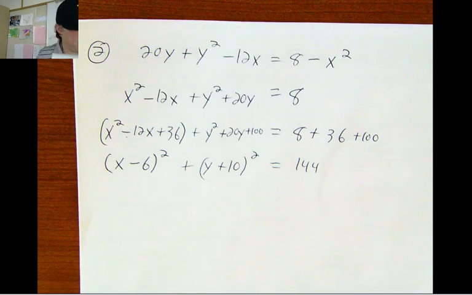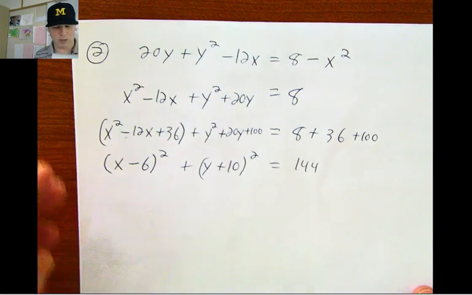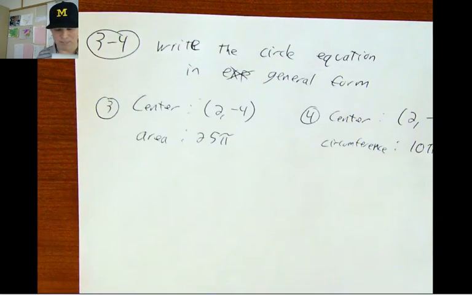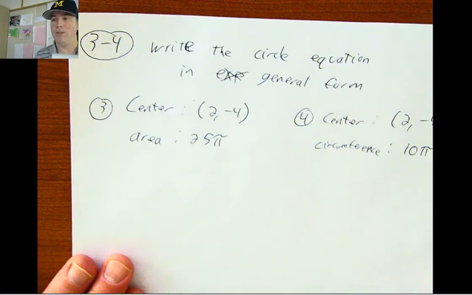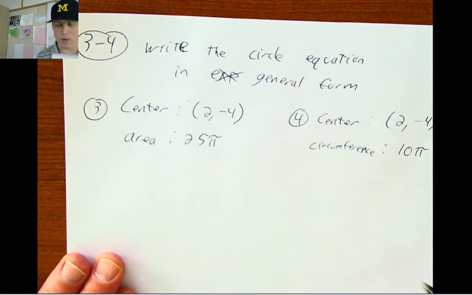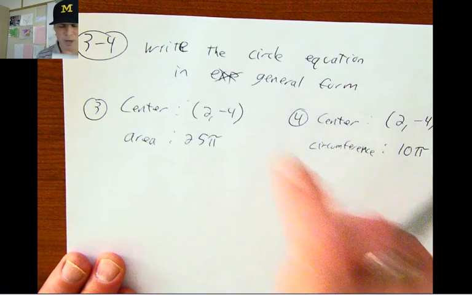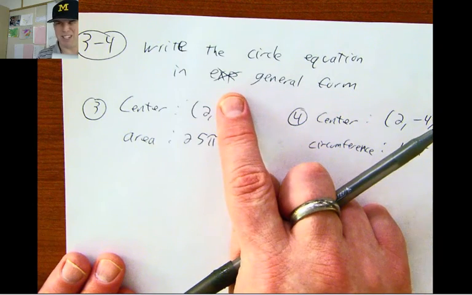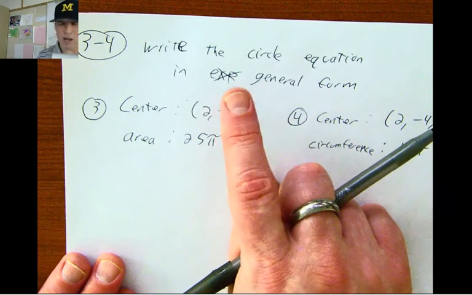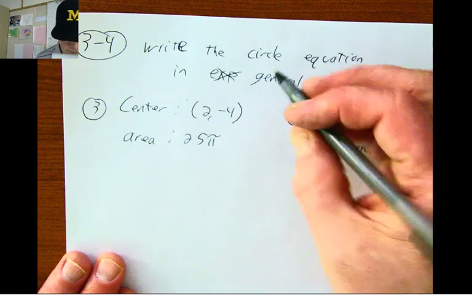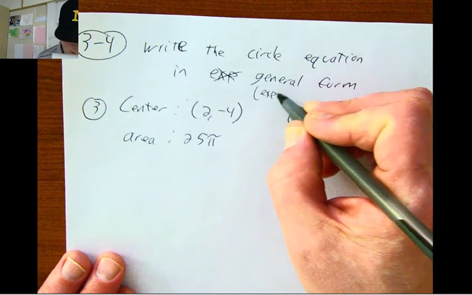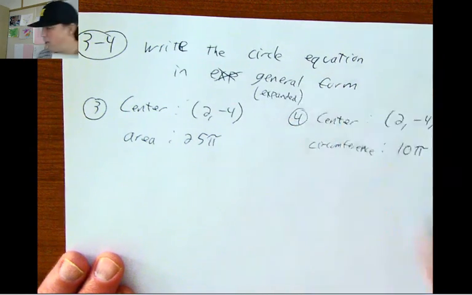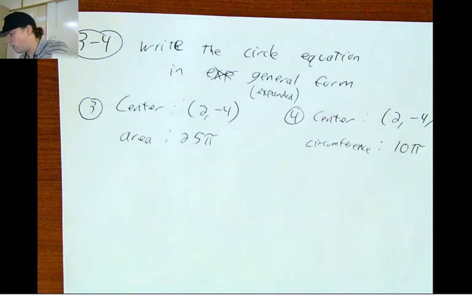All right, so those are those ones, and then we're also going to have these other types of problems that are new. In this one, we actually want to write the circle equation in general form. I crossed out expanded because I'm teaching general, but the worksheet actually might say expanded form. So I'm going to write expanded like that. Let me just quickly check my notes here.